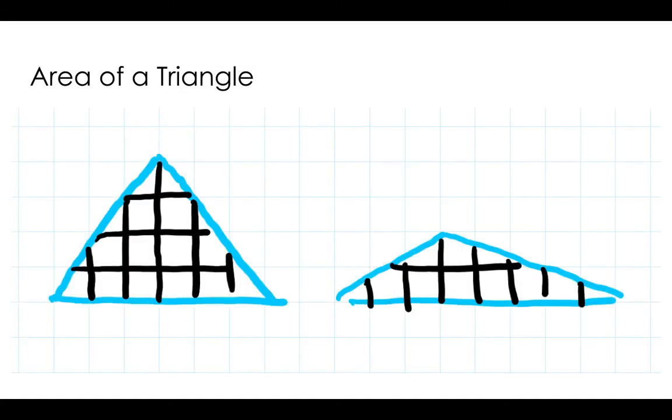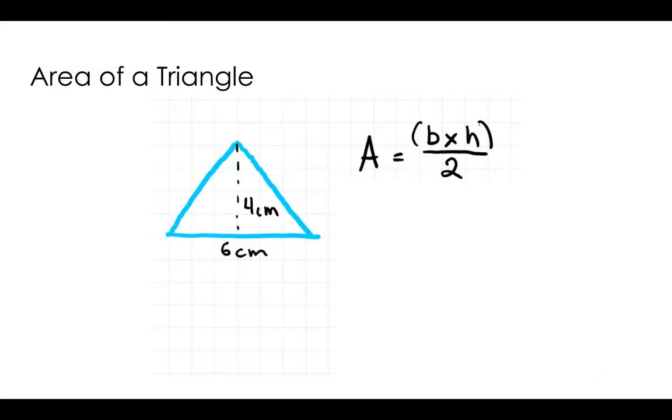So, area of a triangle. I'm trying to find out how many little squares are inside of my triangle. All my square centimeters, where are they? How many do I have? Count them. Now if I have to write down this equation, I always have to write down my formula first. It's not rightly done if I don't write down my formula. And the formula for a triangle is area equals base times height all divided by 2.